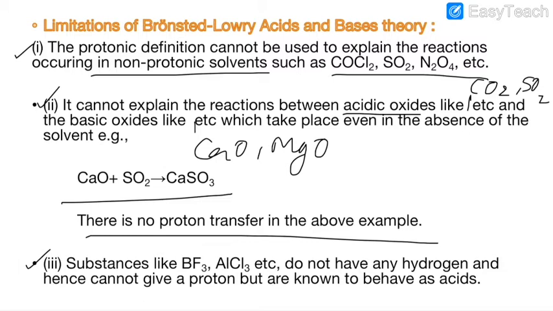The third limitation is that substances like BF3, AlCl3, etc. do not have any hydrogen and hence cannot give a proton, but are known to behave as acids.